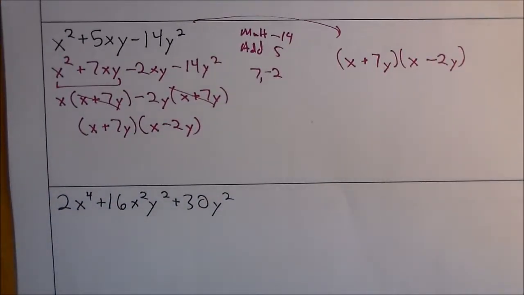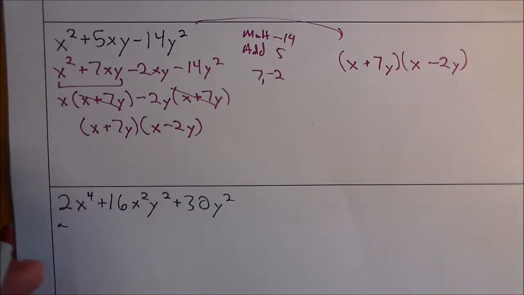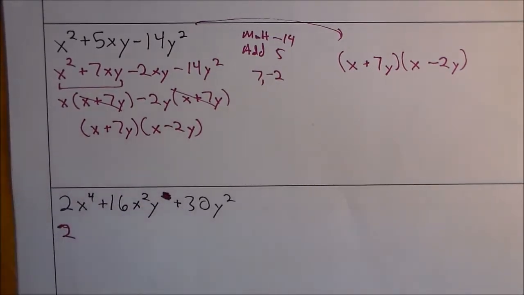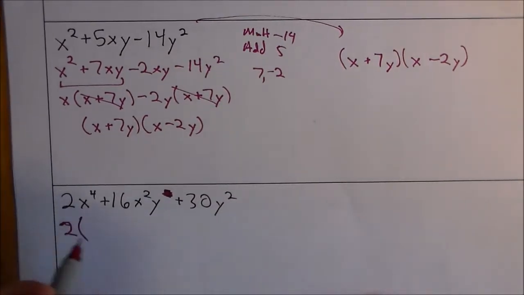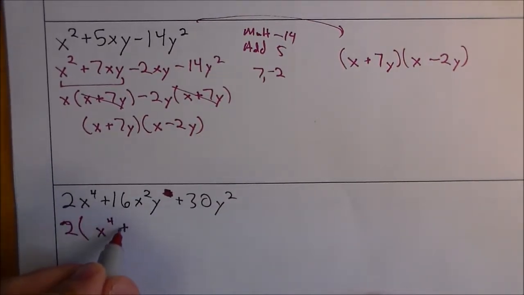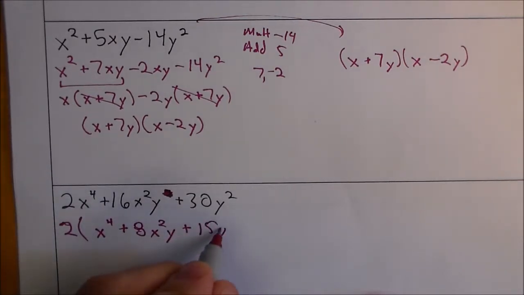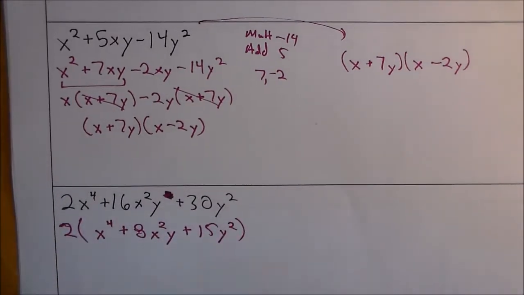Now you're looking at the next one going, well, I thought we didn't have a coefficient. But really, this one has a GCF. So I can actually factor out a 2 from all these terms. We need to fix this, though. We need to make that just a y. So I factor out a 2, and I got x to the 4th plus 8x squared y plus 15y squared.